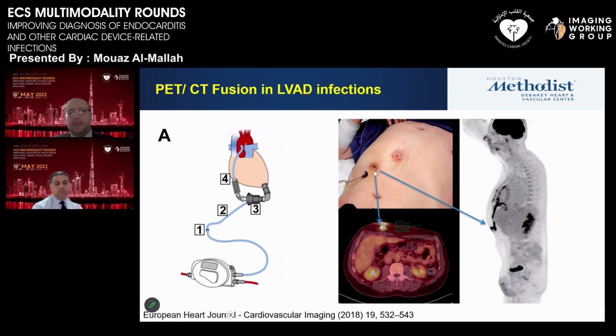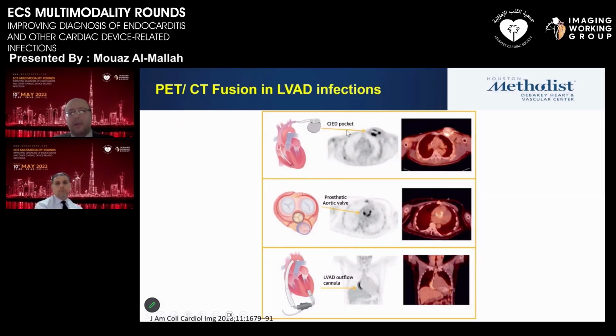So let's look at some examples. The entry point is very easy to see. You just need to look at the patient, and you're able to see it. The bigger question that always comes to us is, is this limited to here or is it extended more? And as you see in this patient, unfortunately, it's not limited to the entry point because you see it all lighting up all the way to the device there. So this is a patient who had positive endocarditis.